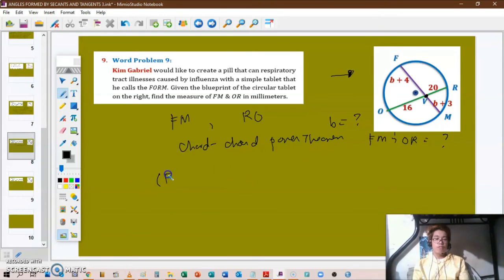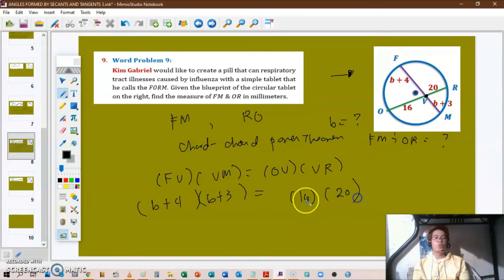So this is going to be equal to FV times VM is equal to OV multiplied by VR. And we know that the value of FV is B plus 4 and VM is equal to B plus 3. We multiply these two binomials and we equate it to OV, which is equal to 16, and VR, which is simply equal to 20. So B plus 4 times B plus 3, two binomials. When we multiply them, we're going to get B squared plus 7B plus 12. So this is going to be equal to 16 times 20, and 16 times 20 is simply equal to 320.